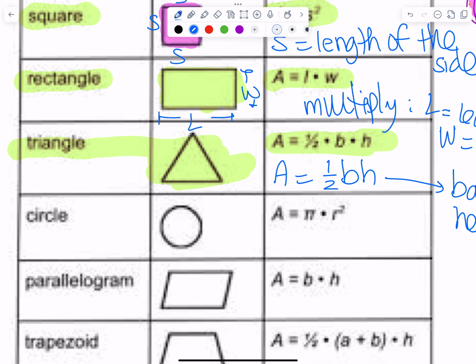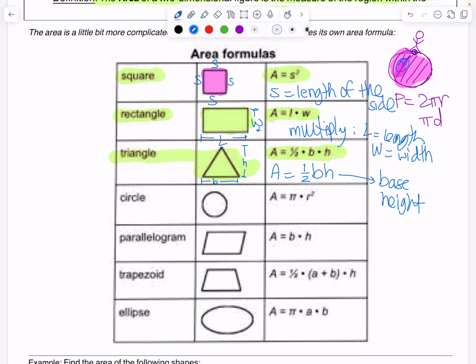I'm sorry if this is hard on the eyes. The height of the triangle is kind of self-explanatory, which is why the H is good, H for height. The base is just kind of how wide it is. And the reason for the half is because I've multiplied base times height.